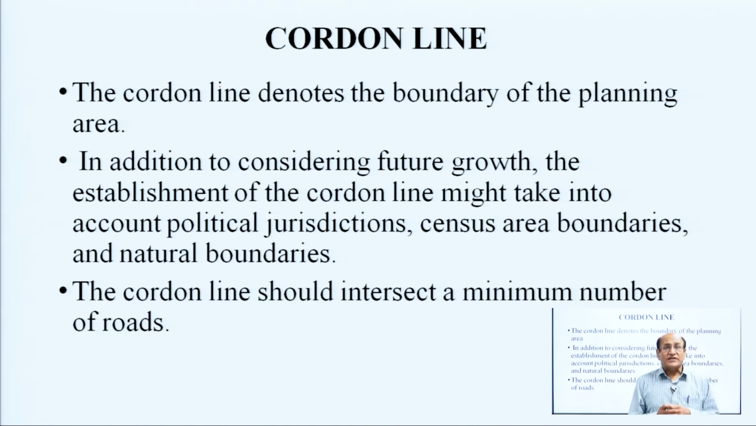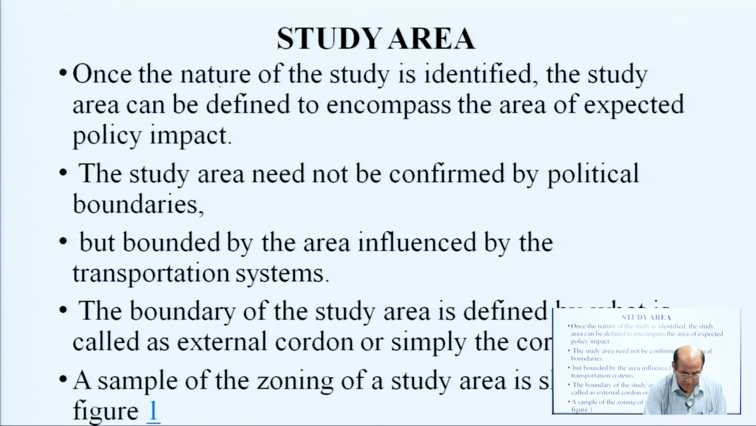In addition to considering the future growth, the establishment of the cordon line might take into account political justification, census area boundary and the natural boundary. This cordon line should intersect a minimum number of roads.